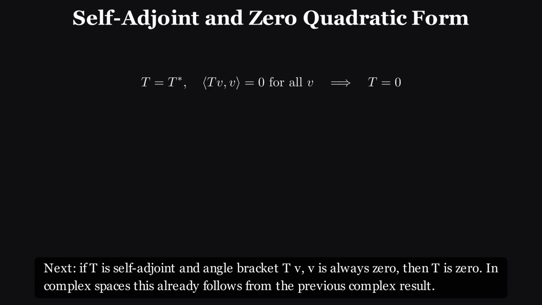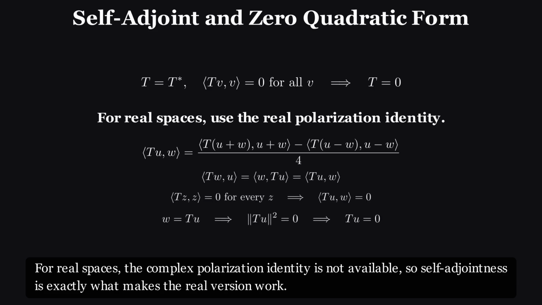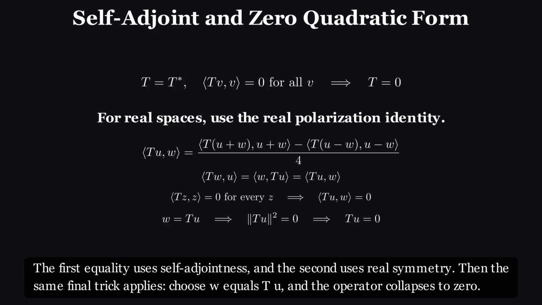Next, if T is self-adjoint and angle bracket TV, V is always 0, then T is 0. In complex spaces this already follows from the previous complex result. For real spaces, the complex polarization identity is not available, so self-adjointness is exactly what makes the real version work. The first equality uses self-adjointness, and the second uses real symmetry. Then the same final trick applies. Choose W equals TU, and the operator collapses to 0.